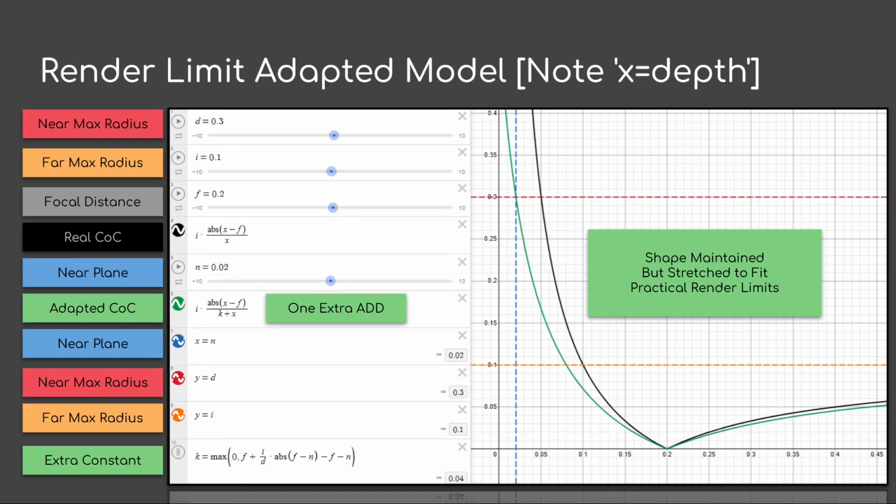The near plane is n. That's represented by the dotted blue line. The adapted circle of confusion is the green curve. You'll notice that there is only one extra add required in the computation for the adapted circle of confusion. And that extra constant is at the bottom. That's k. Also note, the shape is maintained, but is basically stretched to fit whatever practical render limit.